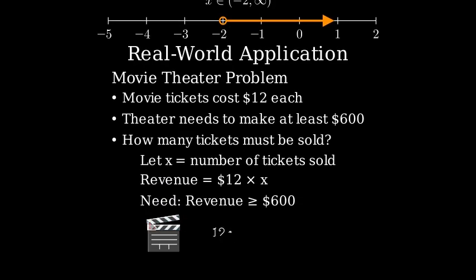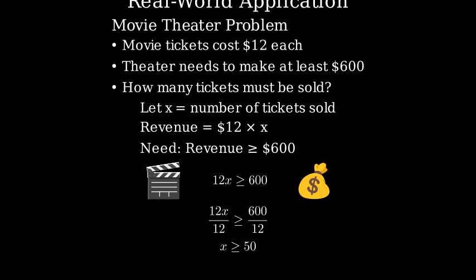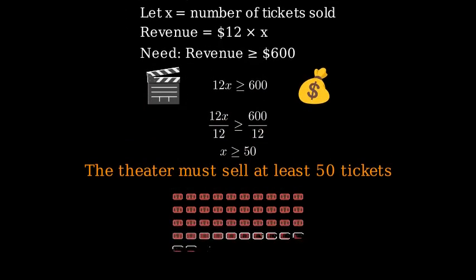So we have the inequality 12x ≥ 600. Dividing both sides by 12, we get x ≥ 50. So the theater needs to sell at least 50 tickets to meet their revenue goal.